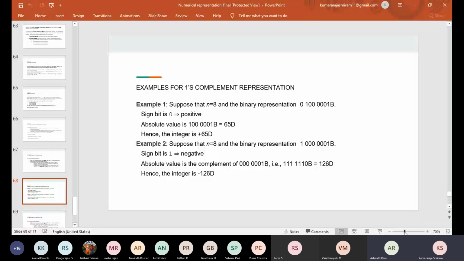This is an example for 1s complement representation. In the first example, we have 0 as the most significant bit. So the remaining n minus 1 bits are calculated in the same way we calculate a binary value, and it will come as 65 in decimal representation.